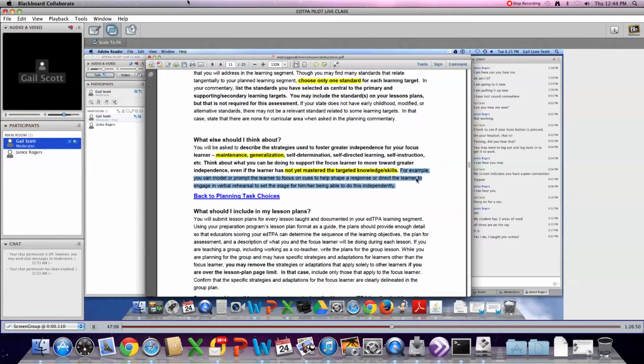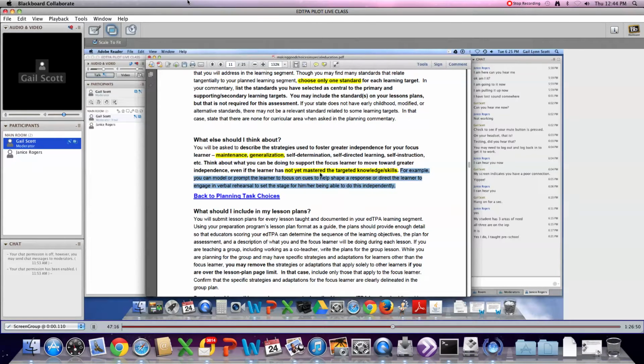Now, what I don't like about this is it's talking in terms of you. Maintenance and generalization shouldn't be in terms of what you're doing. It should be in terms of what the learner is going to do to demonstrate that they're learning this at a level that they'll be able to remember it over 2 days, 2 weeks, 2 months, 2 years, and that they understand it can be used in different settings. So I want to know what the learner is doing. That's what I don't like about their example, because they talk about you can model or prompt the learner.